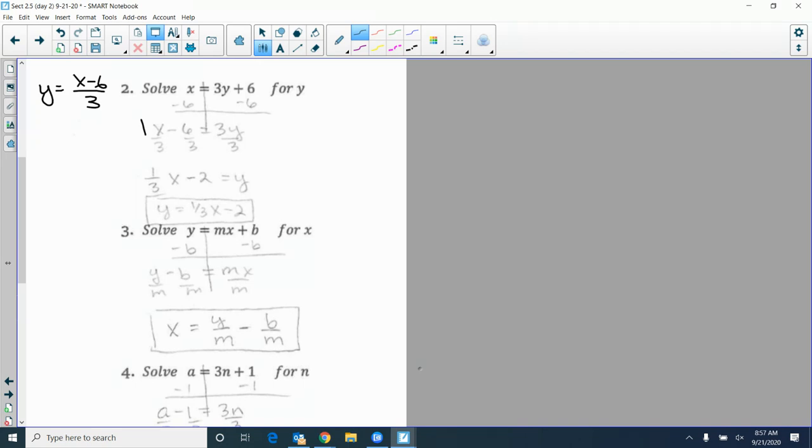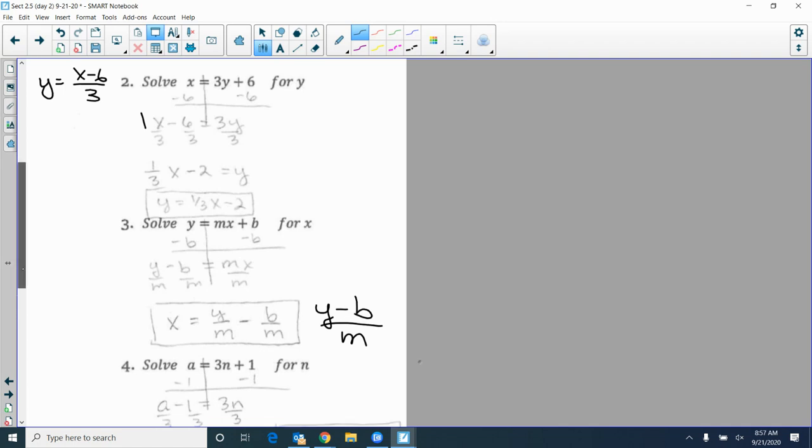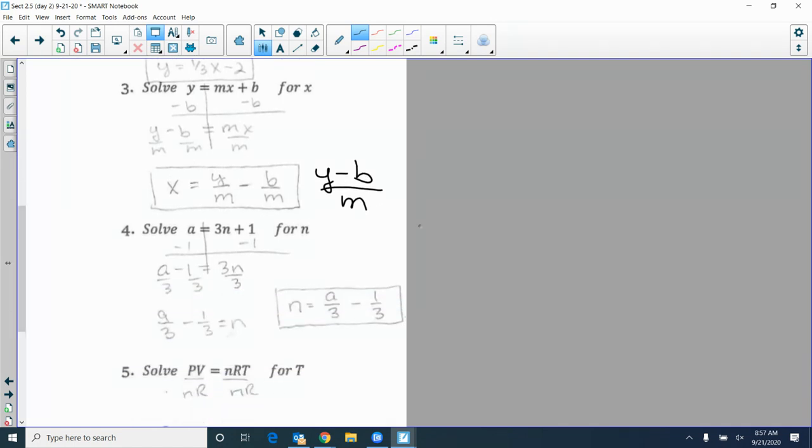Solving this for x, I subtract b. I divide each piece by m. Now, if you have y minus b over m, that's okay. At this point, we want to move to where it is individual terms. 4 will be very similar. Subtract 1, divide by 3. And then I end up with a over 3 or 1/3 a minus 1/3. So that one doesn't work out to have nice numbers. But that's all right.